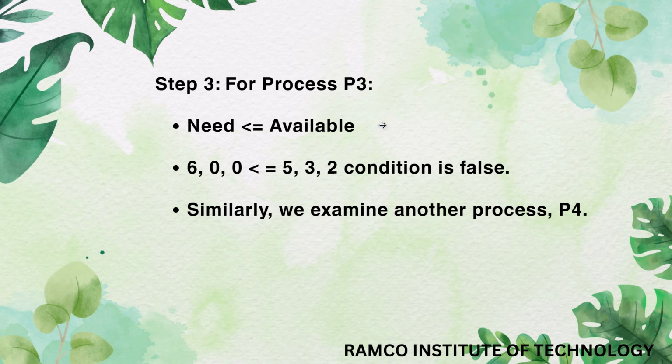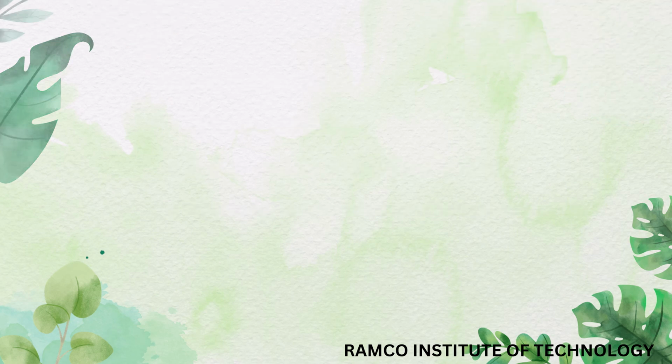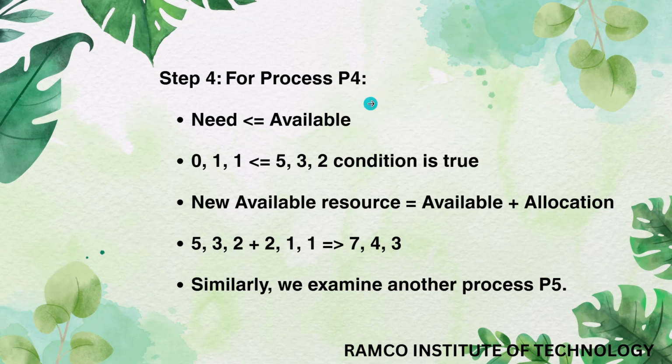Next we move on to the next process, P4. Here we need to check the condition. The need for the process P4 is 0, 1, 1, and current available is 5, 3, 2. Now we check whether the condition is true or false. 0 is less than 5, 1 is less than 3, again 1 is less than 2. So now the condition is true. At this stage we can make the process P4 enter into the safe sequence.